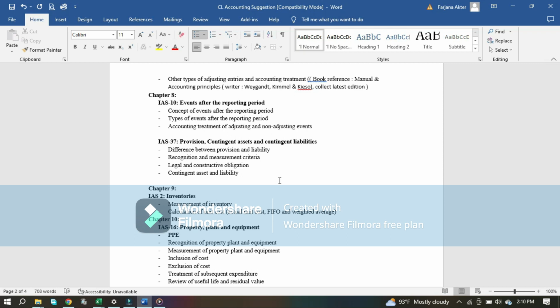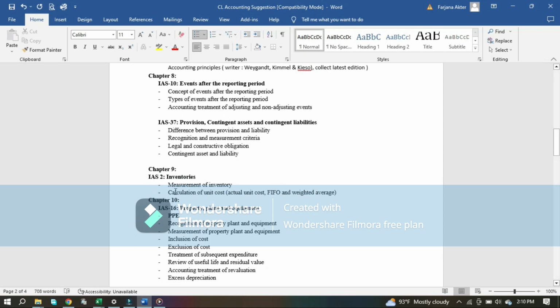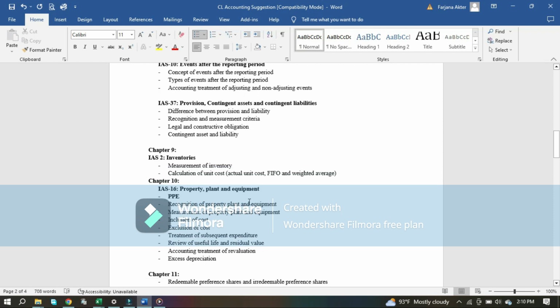IAS 37, Provisions, contingent assets and contingent liabilities. Difference between provision and liability. Recognition and measurement criteria. Legal and constructive obligation. Contingent asset and liability.